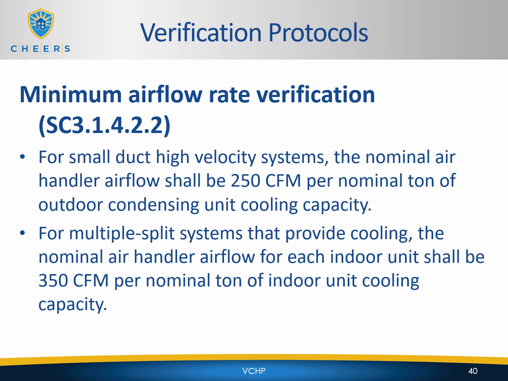For small duct high velocity systems, the nominal air handler airflow shall be 250 CFM per nominal ton of outdoor condensing unit cooling capacity. And then for multi-split systems that provide cooling, the nominal air handler airflow for each indoor unit shall be 350 CFM per nominal ton of indoor unit cooling capacity.